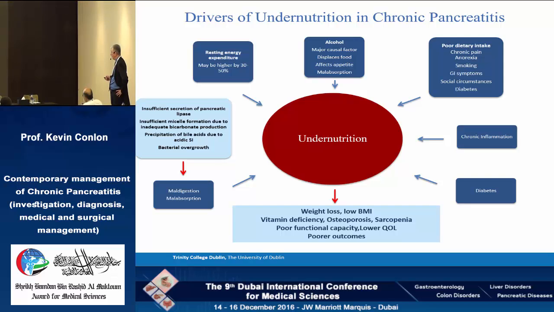And then, because of the damage to the pancreatic islet cell, or sorry, acinar cells, you end up with insufficient pancreatic lipase, you get malabsorption, you get undernutrition, and that leads to a spiral into weight loss, vitamin deficiency, osteoporosis, sarcopenia, poor functional capacity, lower quality of life, and poor outcomes.